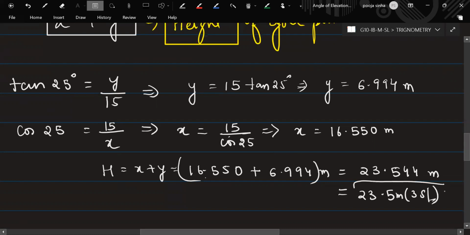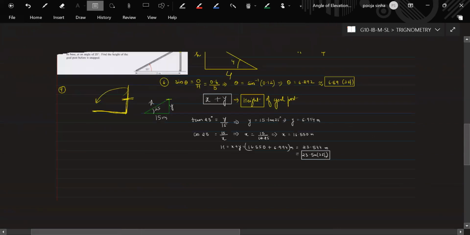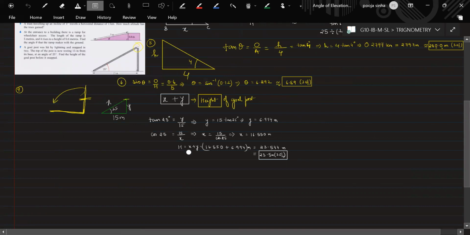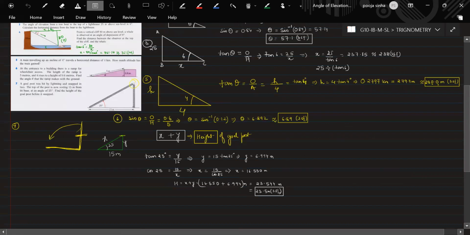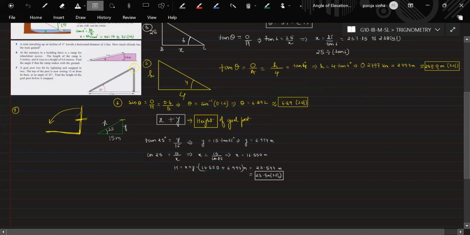In three significant figures, that's your final answer. Is that clear? Yes, miss. Find the height of the goalpost before it snapped. So before it snapped, it was 23.5 meters. And after it snapped, it was not in two halves, if you can see. One portion is 16.550, the other portion is 6.994. It's not in equal halves. Clear?